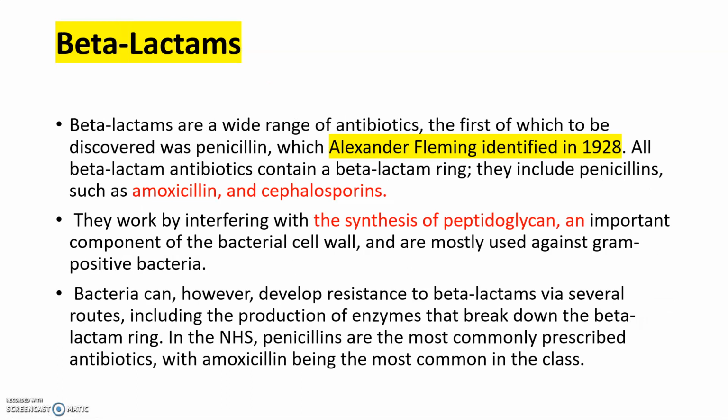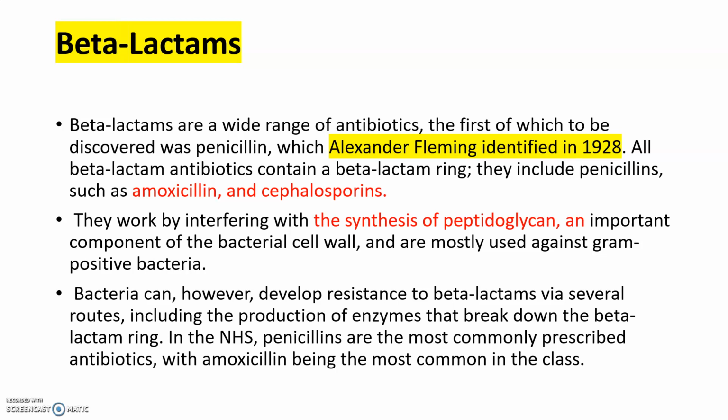They include amoxicillin and cephalosporins. These are the most important classes. Nowadays there are lots and lots of beta-lactam antibiotics. So how do they work? They work by interfering with the synthesis of peptidoglycan, which is an important component of the cell wall, and are mostly used against gram-positive bacteria.